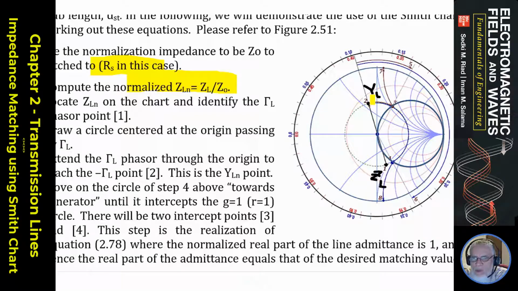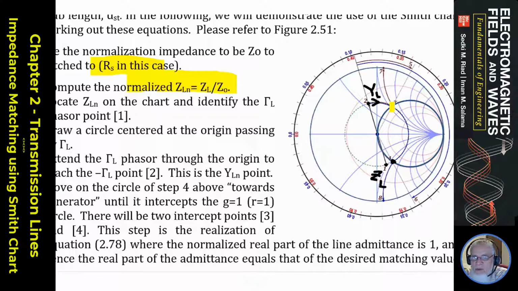Now we need to move towards the generator, and we need to find the place where the real part is equal to 1. So we have to identify the circle where R is equal to 1, or G is equal to 1 in this case. Here's the circle where the real part is equal to 1. So I move here and I find that I can have either this solution where the real part is equal to 1, or if I continue moving I have this location here where G is equal to 1 again. Either of these two points is good for matching, because we already matched the real part. All we need is to add a susceptance to match the imaginary part.